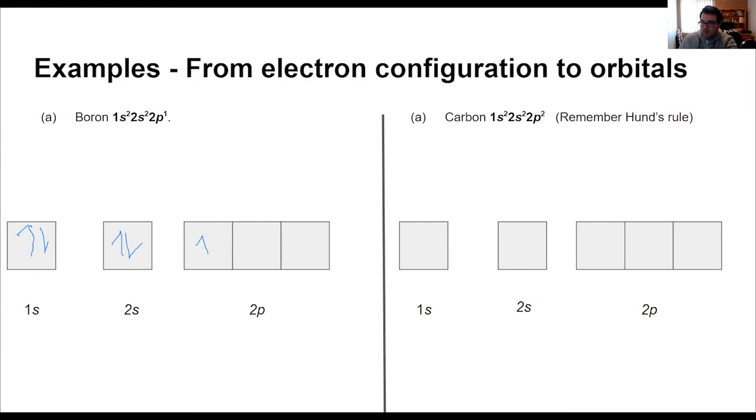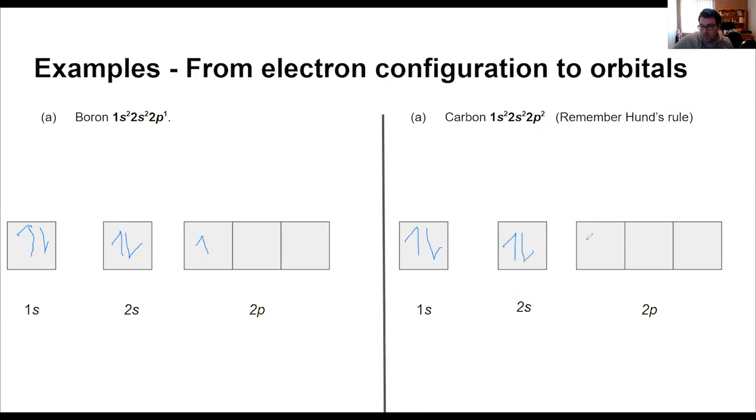All righty. Now, let's take a look at our second one, our carbon just here, because this is where we start to see some of our other rules about working with this notation come into play. So again, we have 2 1s electrons. That means we have an up and a down arrow filling that orbital. We have 2 2s ones, so we have an up and a down arrow filling that orbital. And now we have 2 electrons in the 2p subshell, or orbitals in the 2p subshell.